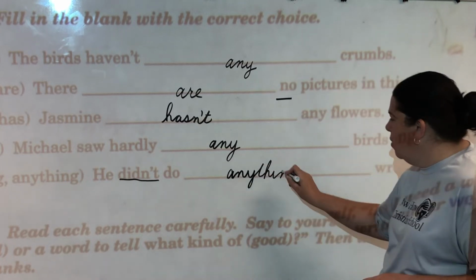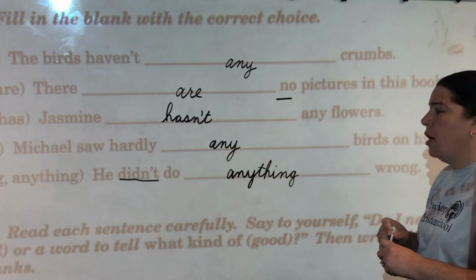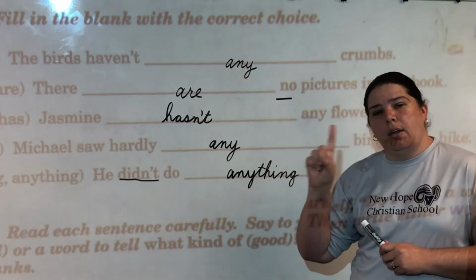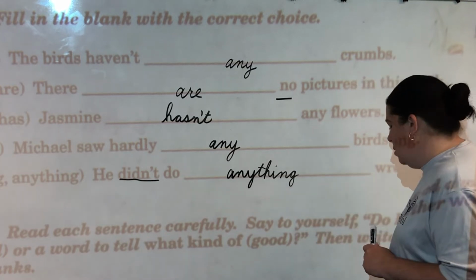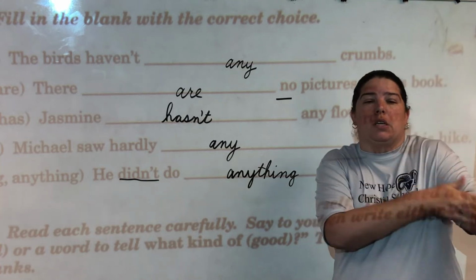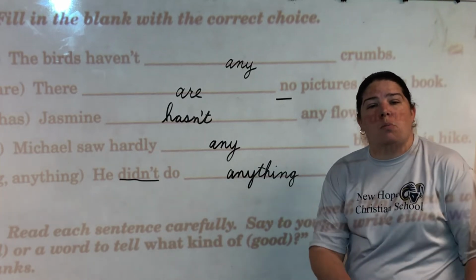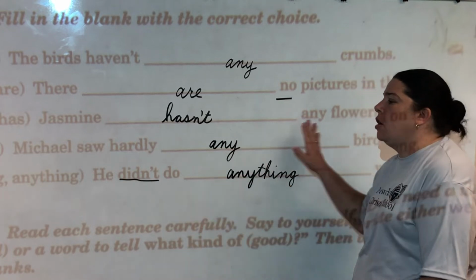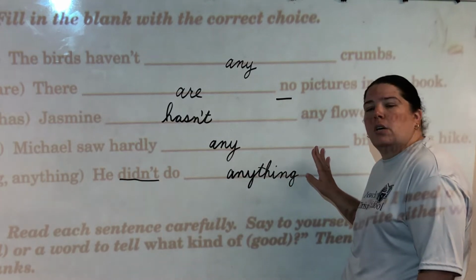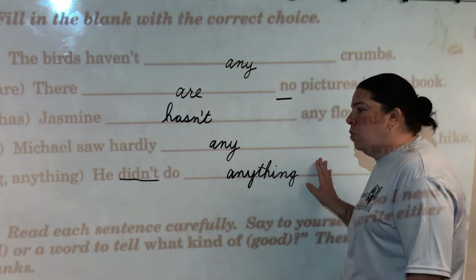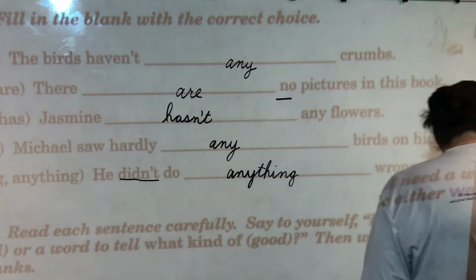Okay, boys and girls, don't forget, you need to make sure that you know only one negative word in a sentence. We can't put 2 arms in 1 sleeve. Remember, we can't put 2 feet in 1 pant leg. You need to know that we do not put 2 negative words in 1 sentence.